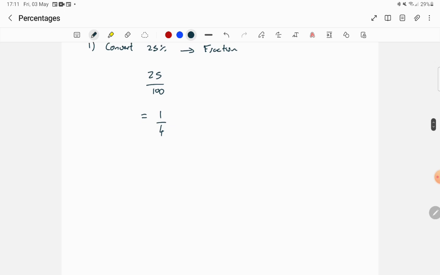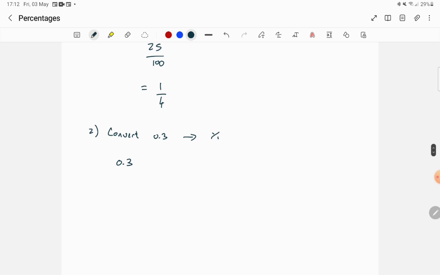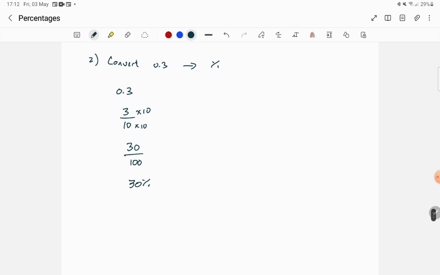And then the second part, where it is the other way around, converting a decimal to a percentage, for example converting 0.3 to a percentage. Firstly you would rewrite this decimal as a fraction, so it'll be 3 over 10. Then remember, we need to make the denominator 100, because a percentage basically means the denominator is 100. So we times the bottom by 10 and the top by 10, and we're left with 30 over 100, which is essentially 30%.